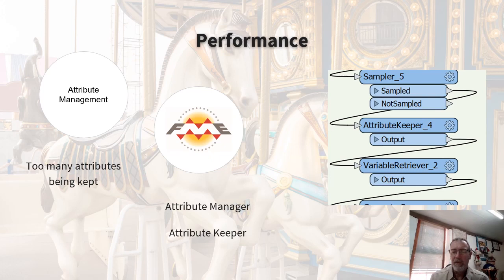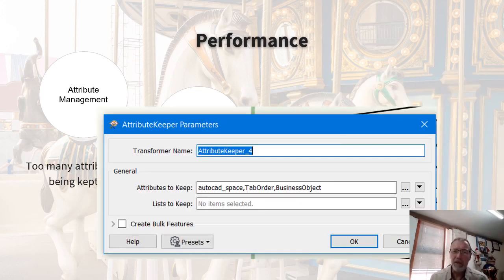We've literally got tens of Attribute Keeper transformers throughout that big model, just culling attributes. We'll use the attribute and then cull the ones we don't need, using Attribute Manager, Keeper, and the others. In this case, we've got just 3 attributes that we kept. We kept the AutoCAD space, an attribute from AutoCAD telling us whether it's in model space or paper space. The tab order for us was its page, and then what business object we were processing. They're just the things that we kept, and they flowed on.